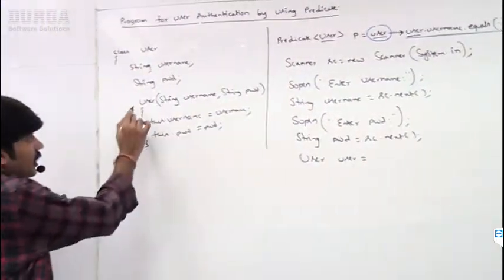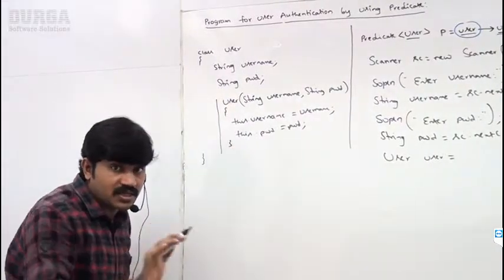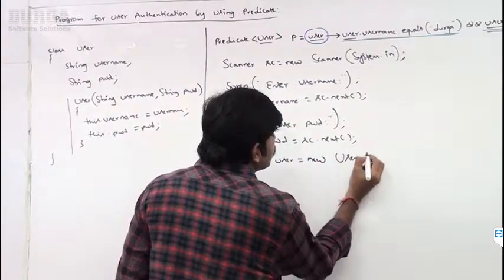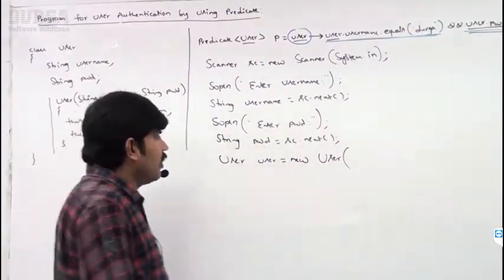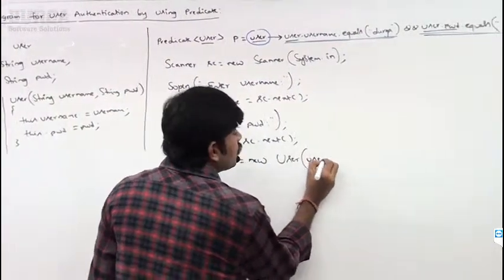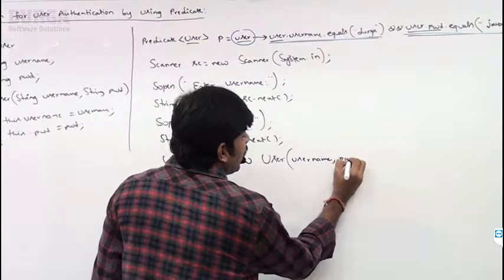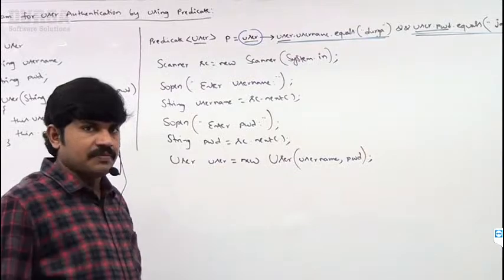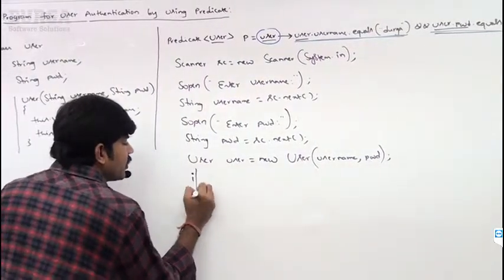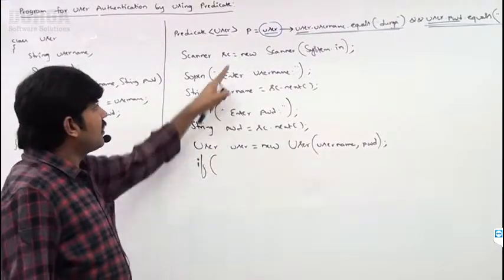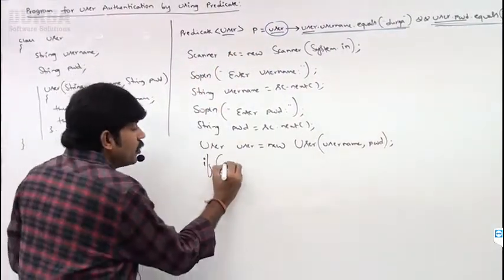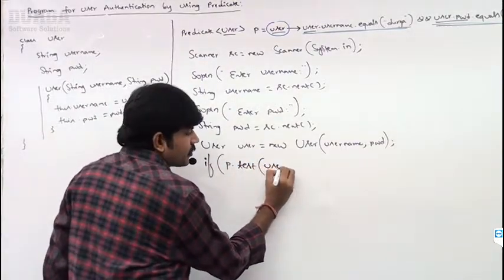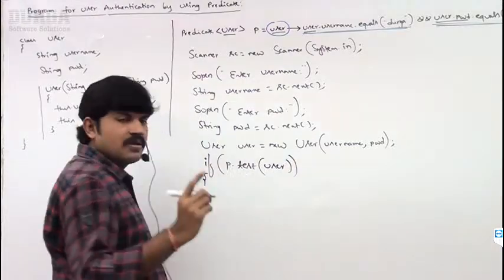Because the User class is already written, the constructor is also available. User is equal to new User of username comma password, like this. The user is ready. Now I want to check it with the predicate I already wrote: p.test of, pass this user object.